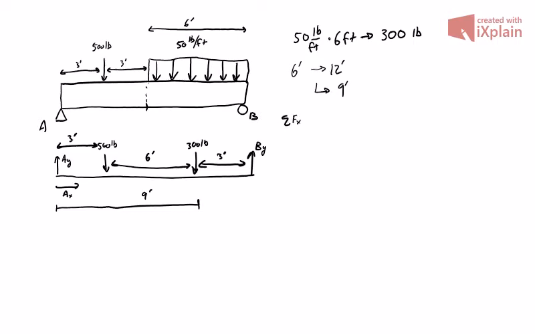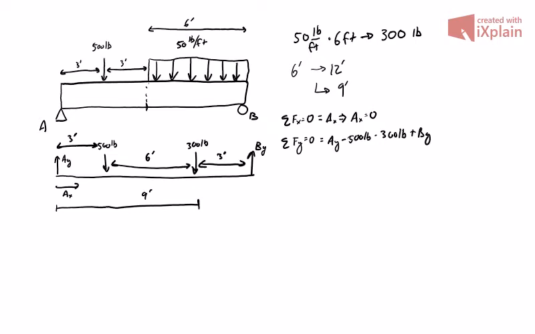Summing the forces in the x direction is equal to 0. The only force in the x direction is A sub x. Therefore, A sub x equals 0. Sum of the forces in the y direction is equal to 0. We have a positive A sub y, a negative 500 pounds, a negative 300 pounds, and a positive B sub y.